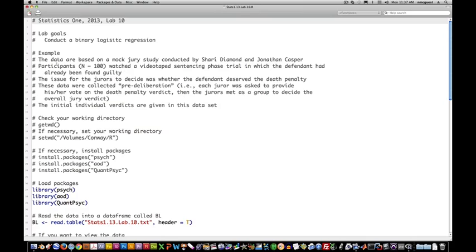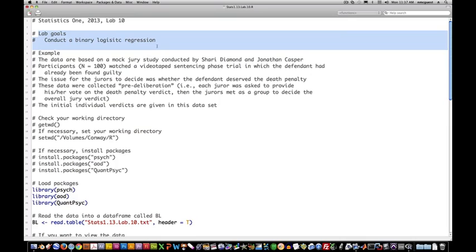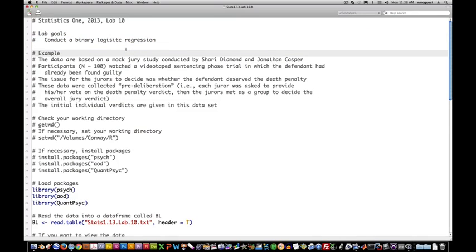The goal of this week's lab is to conduct a binary logistic regression. We covered this in lecture this week, and you'll see that doing a binary logistic regression in R is very similar to doing a regular multiple regression in R. There's a slightly different function, and as you saw in the lectures, there are some different statistics that we need to look at: odds ratios, the Wald tests, classification success, and so on. I'll show you how to get those statistics here in R.